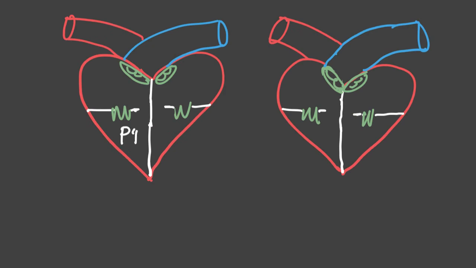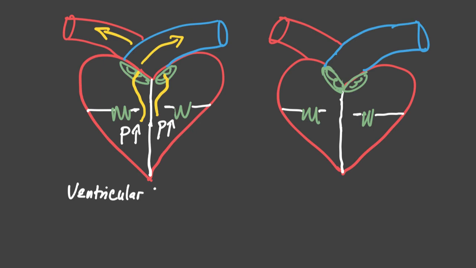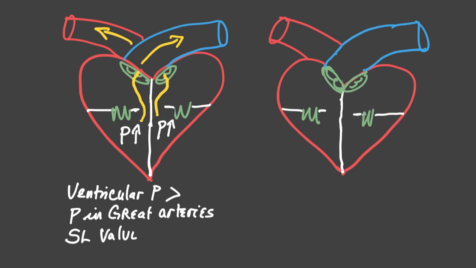Now let's take a look at how the SL valves operate. This has to do with the pressure in the great arteries and the pressure in the ventricles. If the pressure in the ventricles is greater than the pressure in the great arteries, then the SL valves open and blood is ejected into the great arteries. So there we have it. Ventricular pressure is greater than pressure in great arteries, SL valves open.